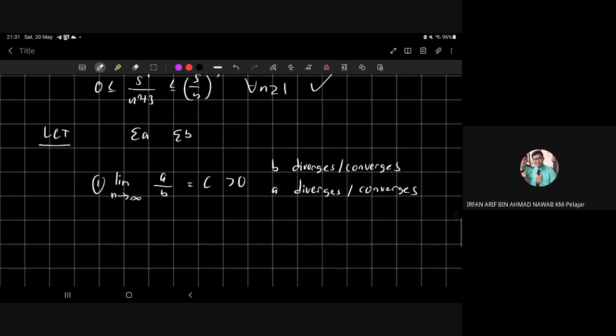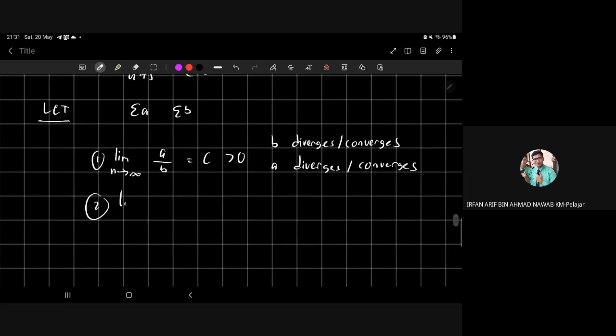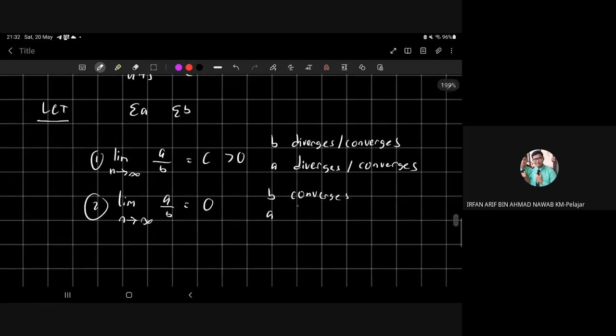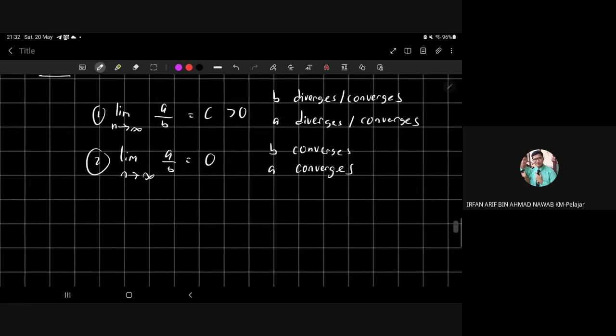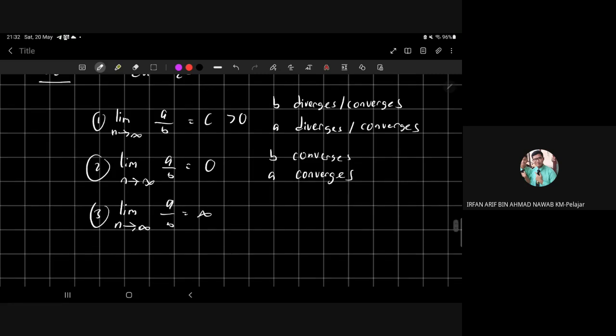But there's a second case where the same limit is equal to 0. Now this only works if B converges. So if B converges, then A also converges. What happens if B diverges, but our resulting limit is 0? Then obviously the test fails. So we have our third situation, where the limit as n approaches infinity of A over B is equal to infinity. Now this only works if B diverges. So if B diverges, then A diverges.